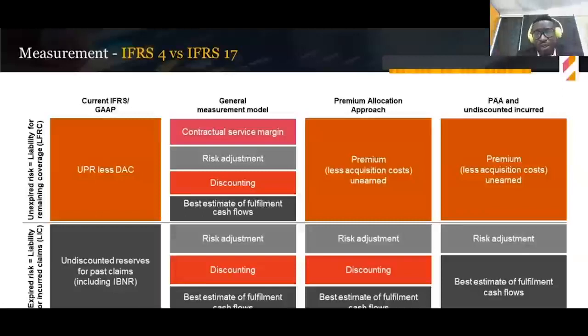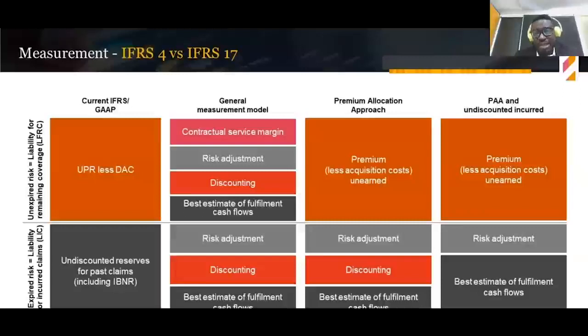One of the things to also mention is that for contracts that you expect to pay within a year, you might not necessarily need to discount. So this is why we have the PAA with undiscounted incurred claims. So for the liabilities for incurred claims for contracts such as that, where you know that we're not going to be paying for longer than 1 year, there won't be any need to consider discounting. However, risk adjustments will still be considered.